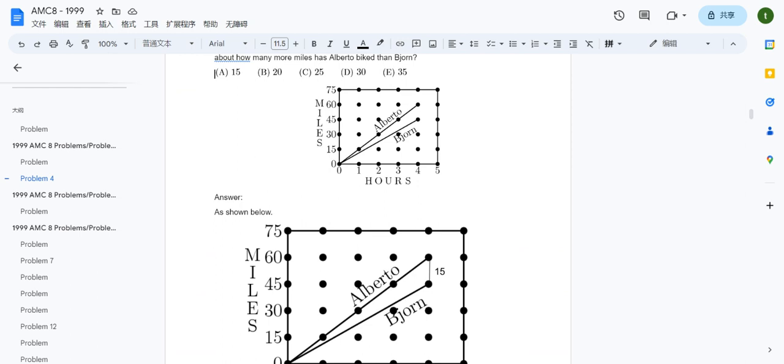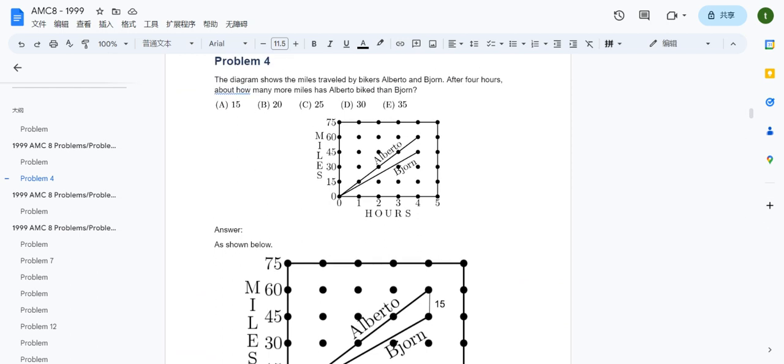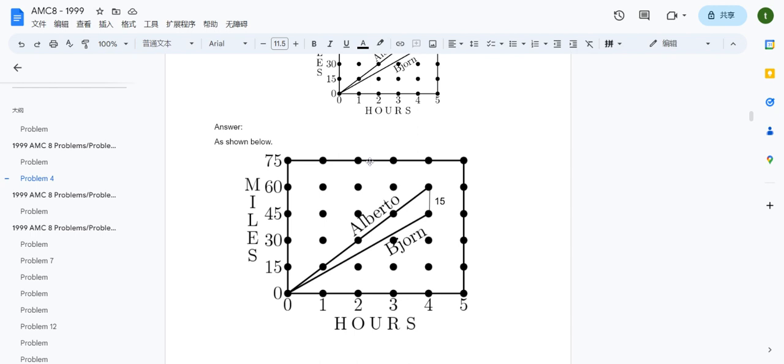Now let's look at problem 4. The diagram below shows the miles traveled by bikers Alberto and Bob John. After 4 hours, about how many more miles has Alberto biked than Bob John? So let's look at this question. The answer of this question is quite simple because you can find it simply through intuition. Look at this. 60 is the distance Alberto traveled. 45 is the distance Bob John traveled. The difference between 60 and 45 is 60 minus 45, which is 15.